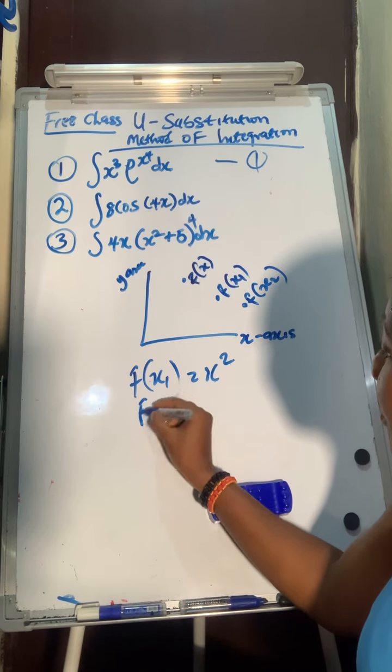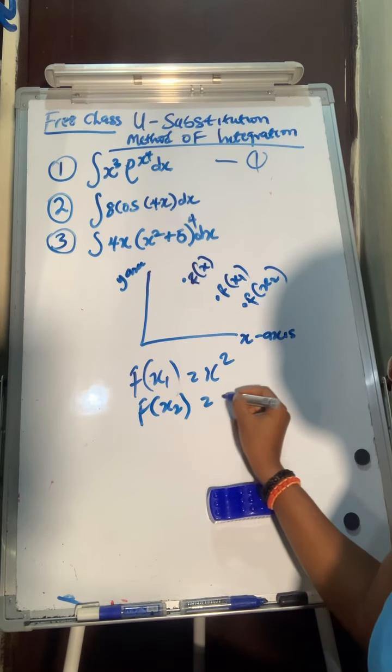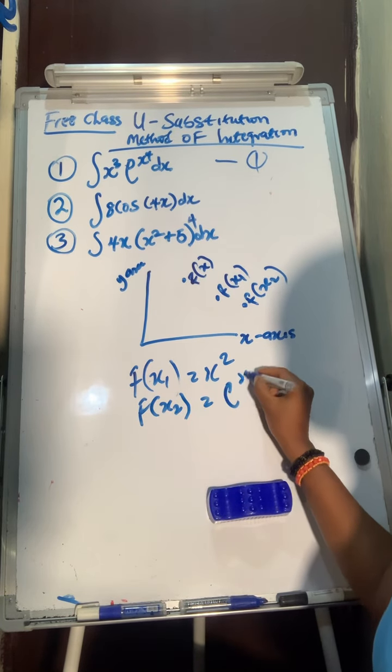So you see, f of x1 here could be x to the power 3, from 1. Then you take the second function, f of x2 could be what? Exponential x to the power 4.